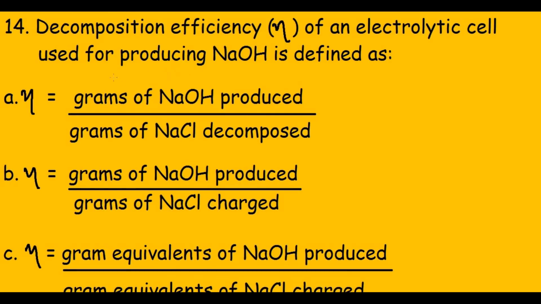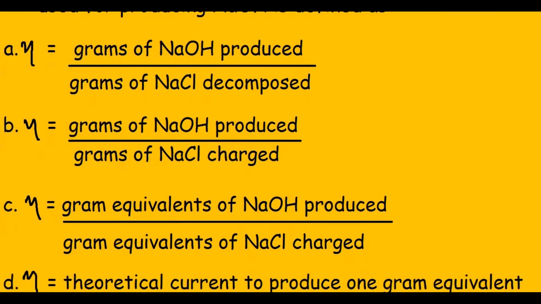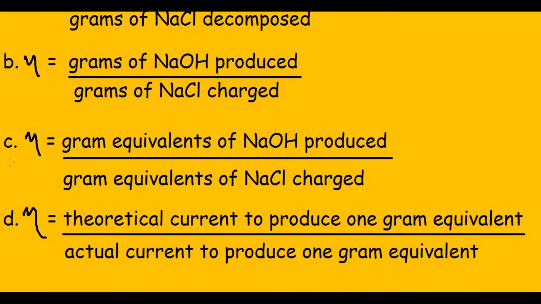So this question asks: the decomposition efficiency of an electrolytic cell used for producing NaOH is defined as... They have given many options. I will not read the incorrect ones. I will just read the correct one, which is option C. The decomposition efficiency is gram equivalents of NaOH produced divided by the gram equivalents of NaCl charged. Just remember this.